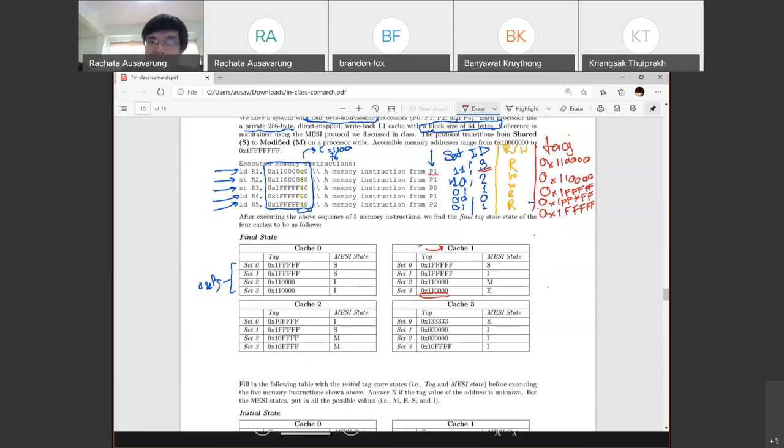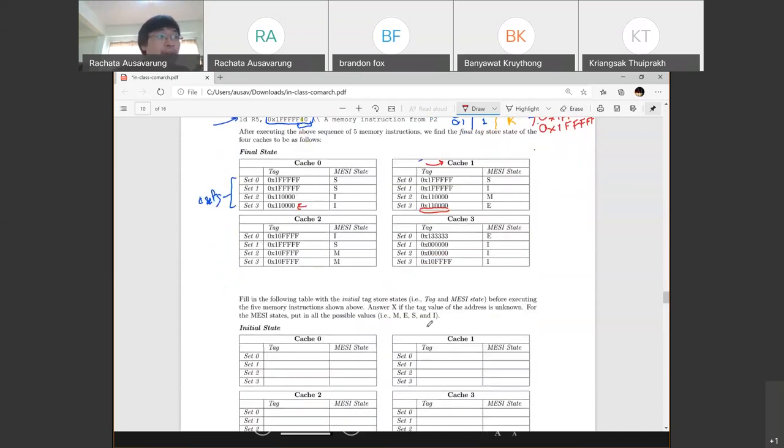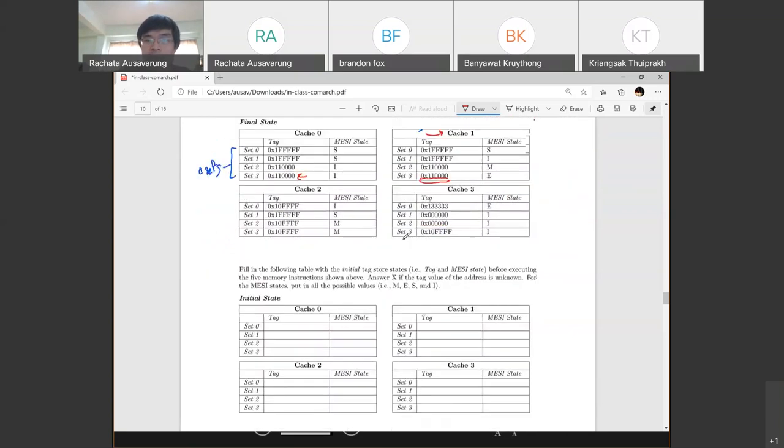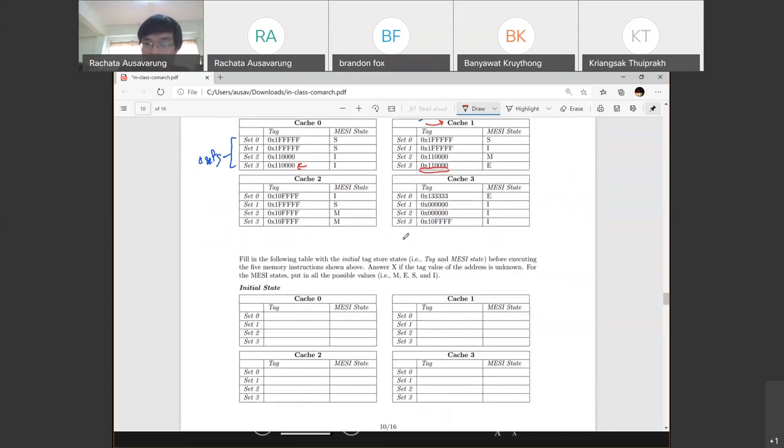So what else matches? The only thing that matches is 0x110000, which is cache 0 set 3, right? Because it has to go to set 3, that's the index bit. You have the same tag. You have the invalidated state. If you are exclusive in the beginning, if you're doing a load to this cache block, before this load cache zero will not have the data, because if you're reading from it and you have the data, you're supposed to go to the shared state, but somehow you go to invalidated. It means that originally you were also in the invalidated state.